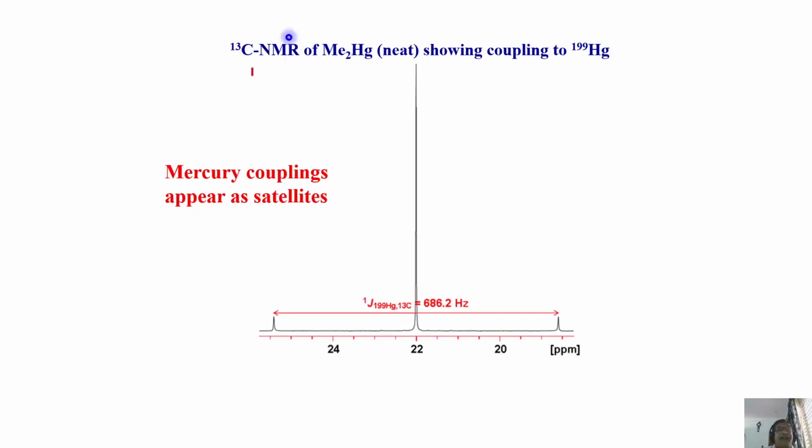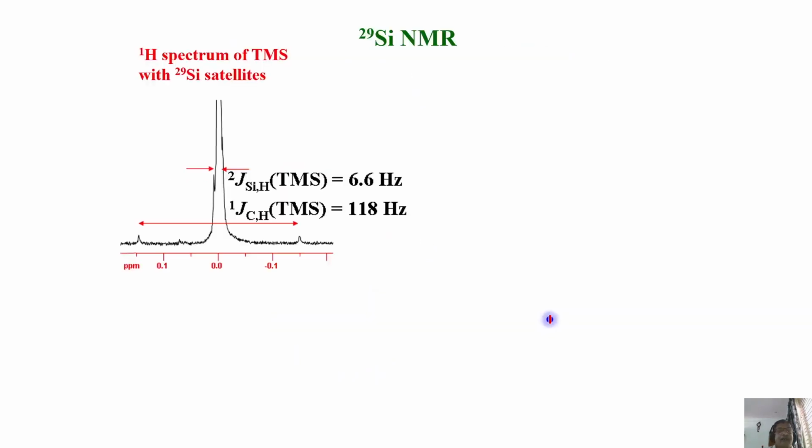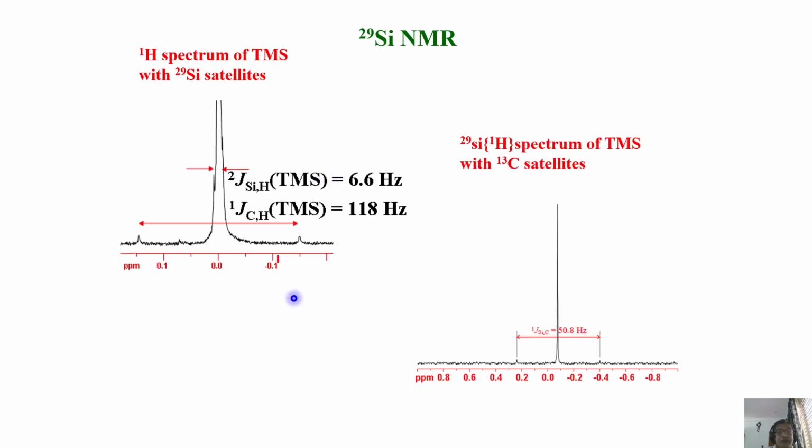On the other hand, you can do carbon-13 NMR also. If I do carbon-13 NMR, what is going to happen? Again, proton decoupled, there is no splitting, you get mercury satellites. Completely decoupled from protons, carbon is only coupled to mercury, so there is a single peak for carbon, and these two are mercury satellites. Now silicon NMR, of course, tetramethylsilane I showed you once. In TMS, this is the proton signal, these two are carbon-13 satellites, and these two are silicon satellites.